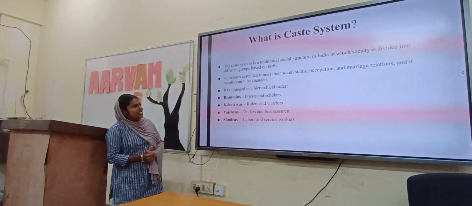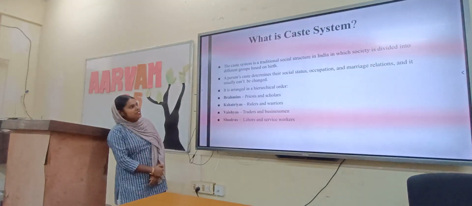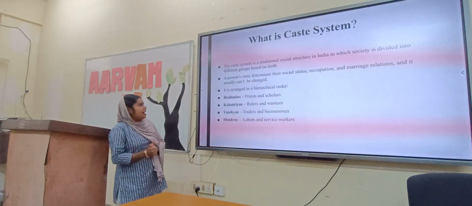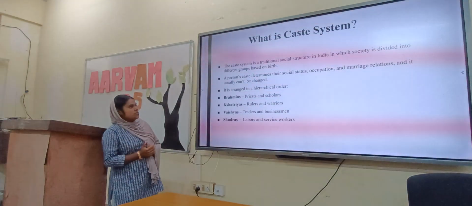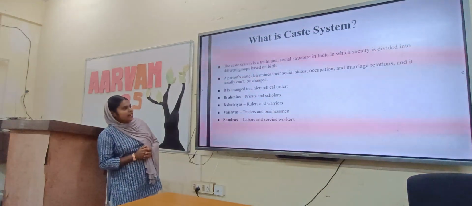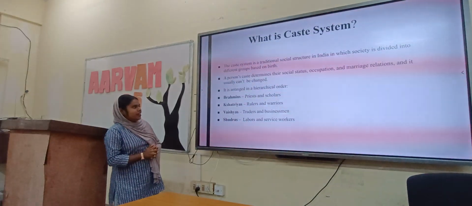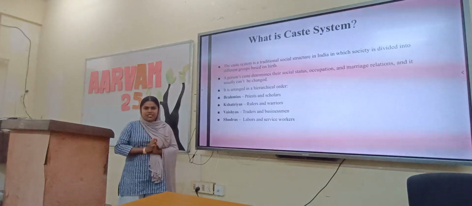The caste system is a traditional social structure in India in which society is divided into different groups based on birth. A person's caste determines their social status, occupation, and marriage relations, and it usually cannot be changed. It's arranged in a hierarchical order: Brahmins, Kshatriya, Vaishya, and Shudra.